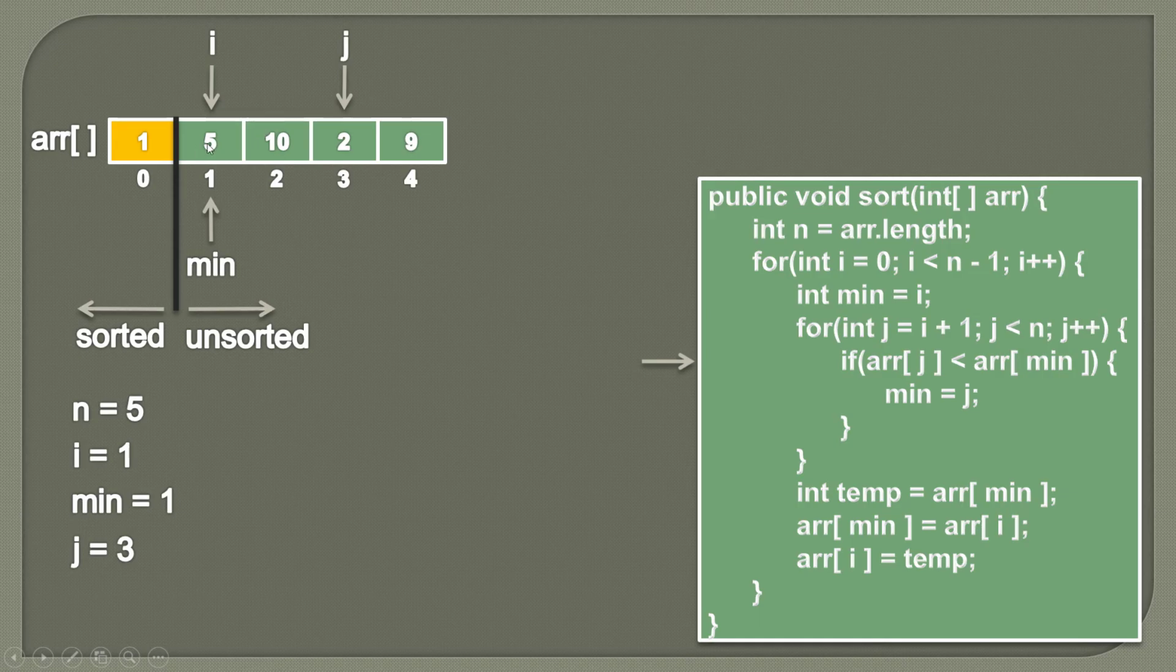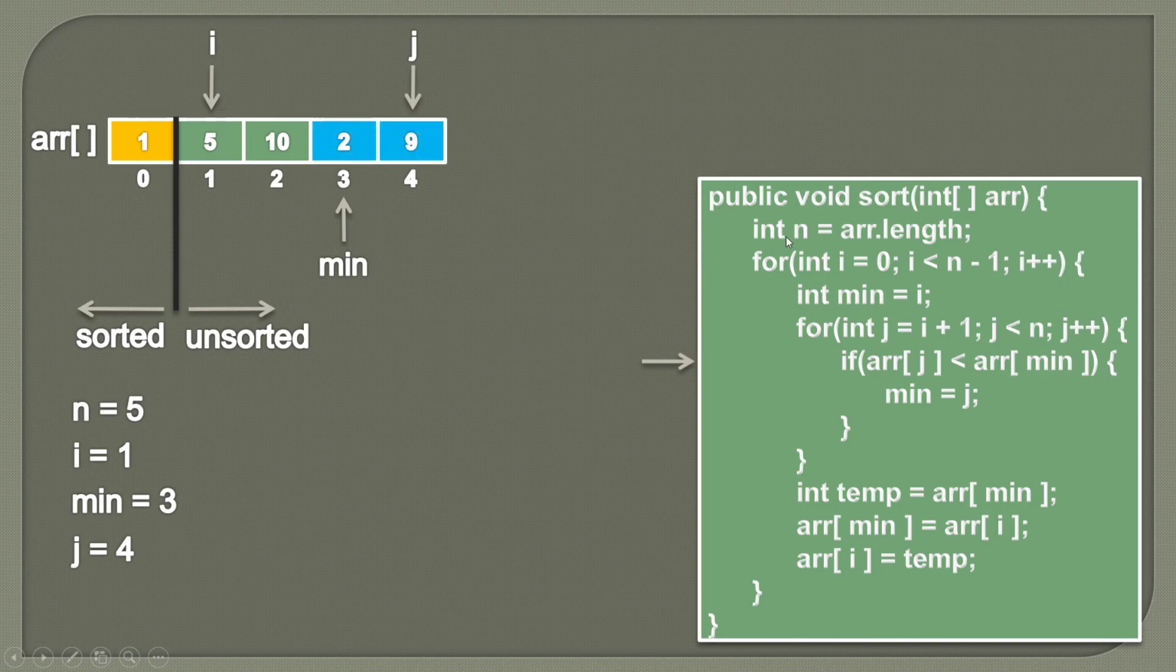Now we'll compare these two values. We check whether 2 is less than 5 or not. So yes, 2 is less than 5. So this condition comes out to be true. And as this condition comes out to be true and we need to find the minimum element among these elements, so now our min will point to this index because we have found a minimum value. Moving ahead, we'll increment j by 1, so j becomes 4 and 4 is less than 5, so this condition comes out to be true.